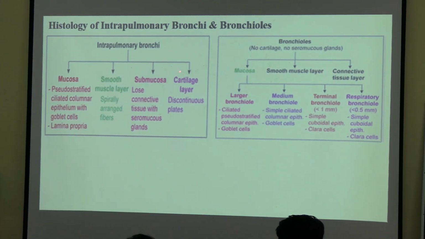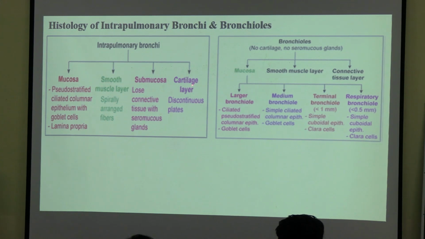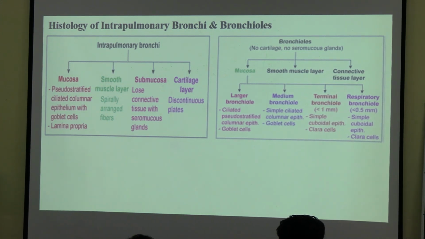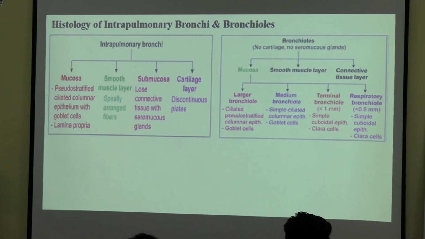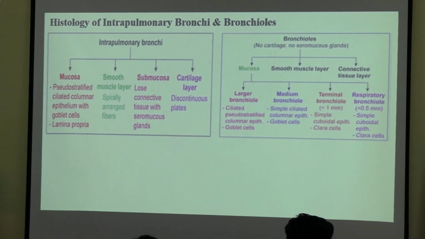Next, after the submucosa, the last layer is the cartilage layer. Previously, in the case of trachea, we have seen cartilage and muscle layer. The same layers, cartilage and muscle, are present. Cartilage is present anteriorly and laterally. Posteriorly, muscle is present. But here it is not like that.